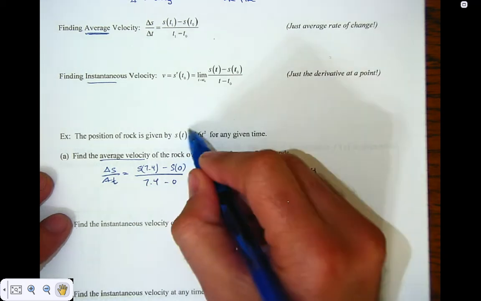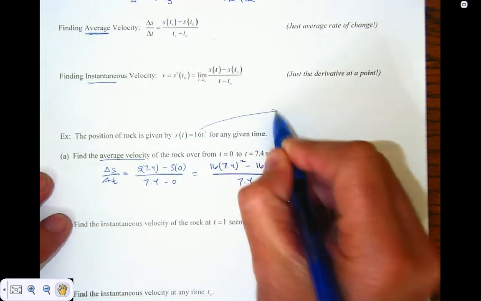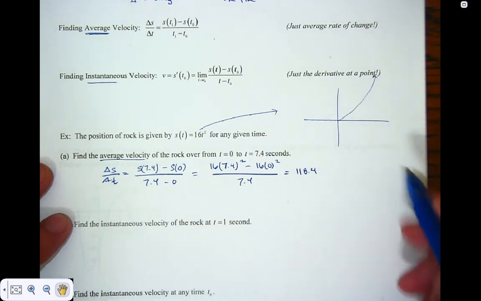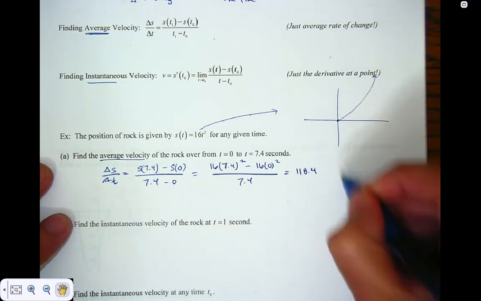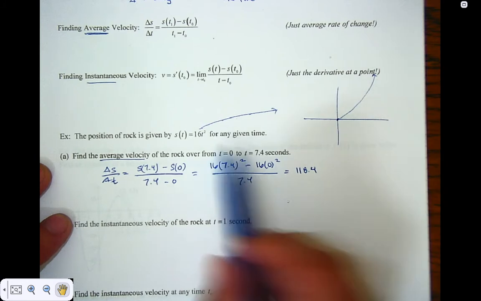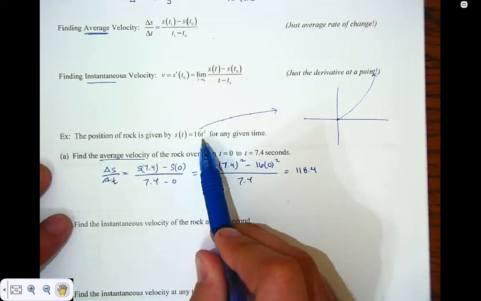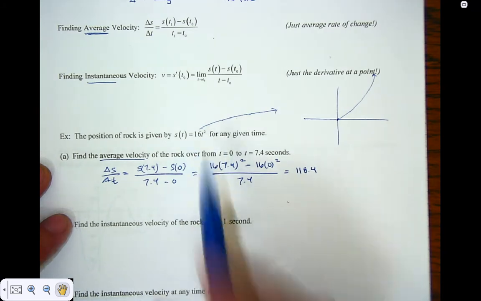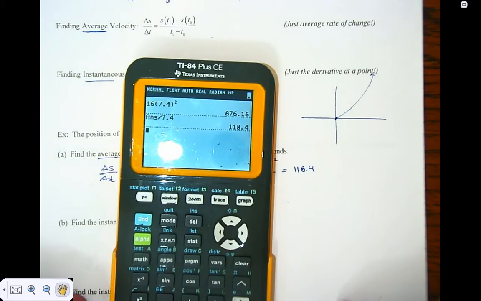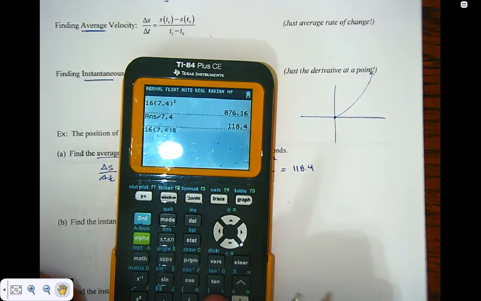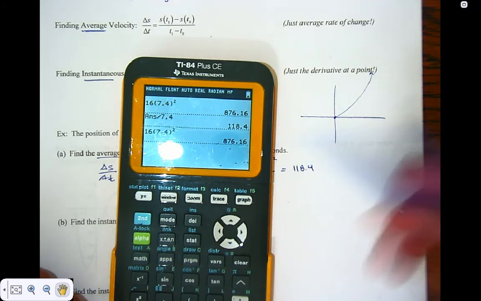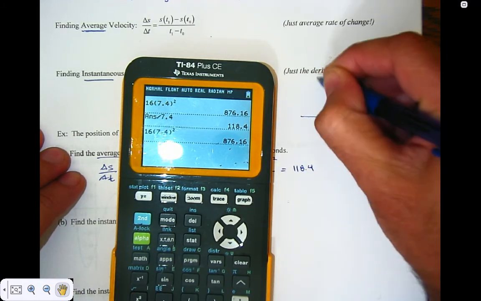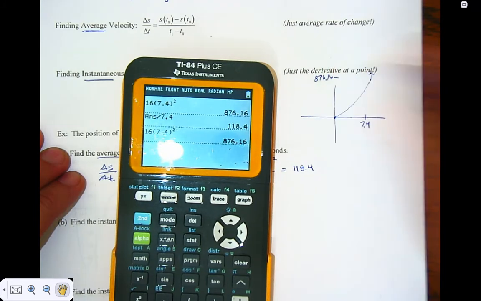Okay, and you can figure this out graphically, right? You can think about this as a parabola. We know it's steep, and we're starting at time 0, which is right there. How high is the rock at time 0? It's 0. The position is 0. Well, what happens over there at 7.4? When you plug it into your function, 16 times 7.4 squared, you're up on your parabola, right here at time 7.4, way up here at 876.16.